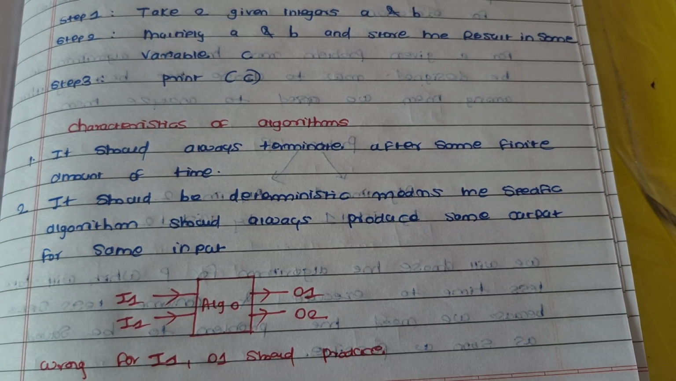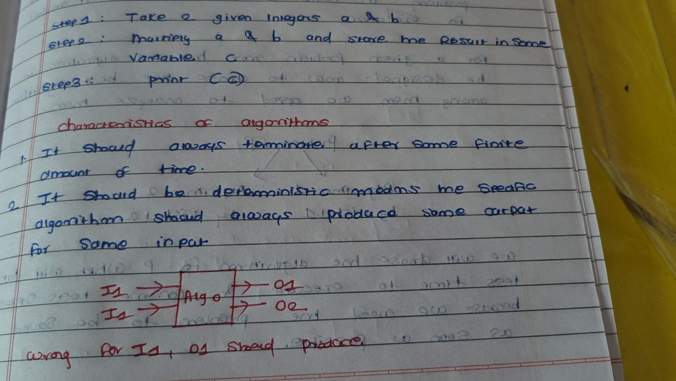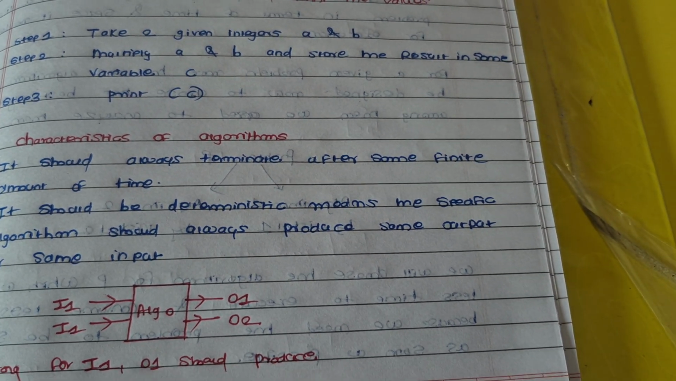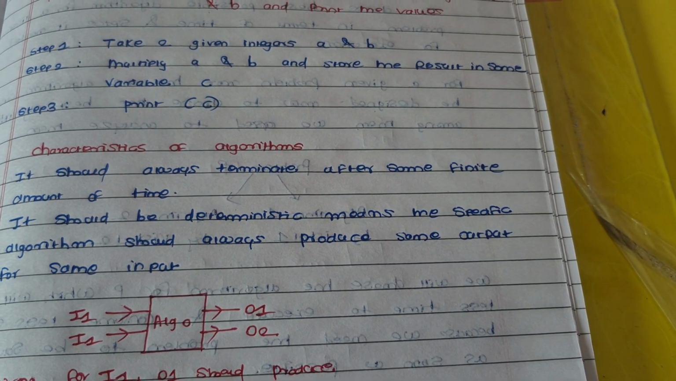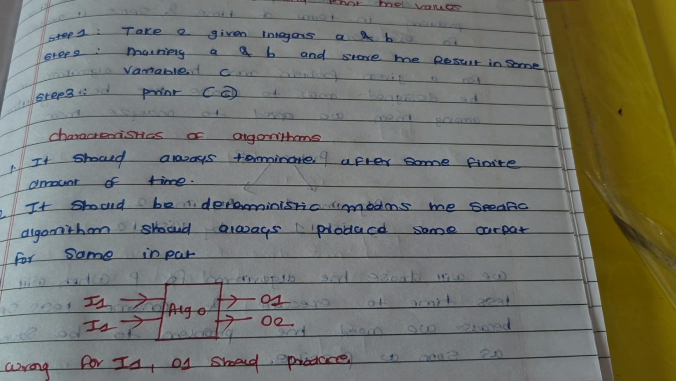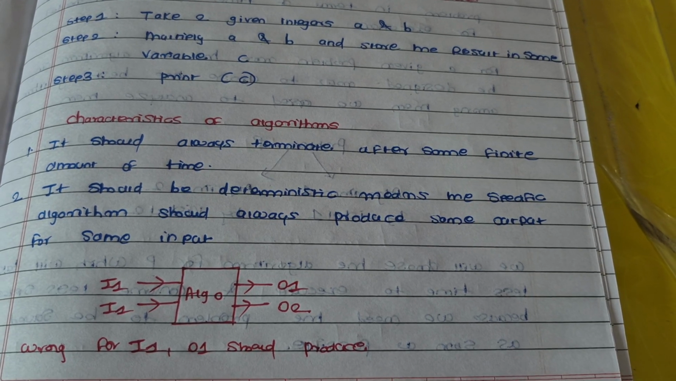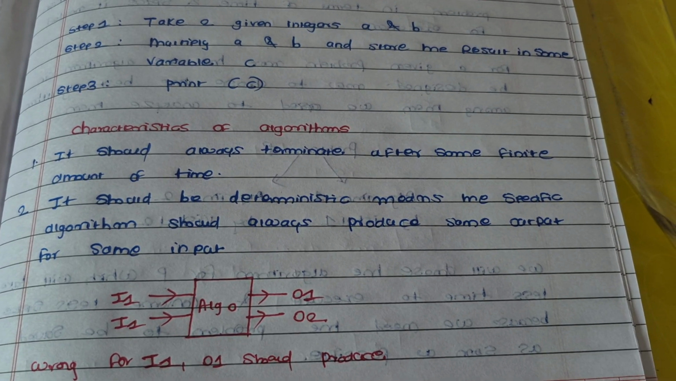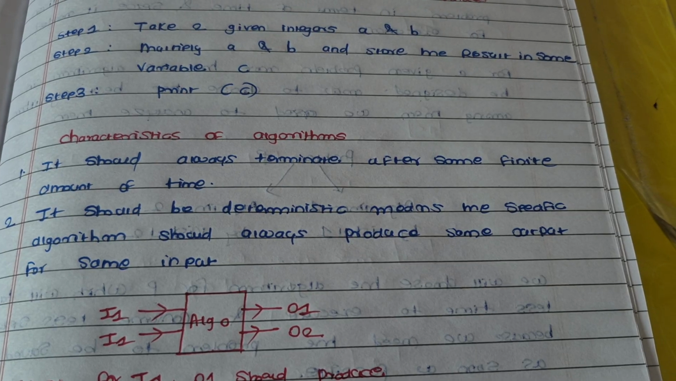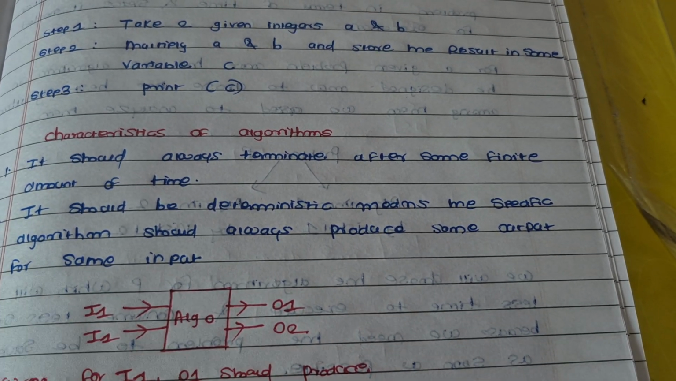Then there are the characteristics of an algorithm. It should always terminate after some finite amount of time. It should be deterministic, meaning a specific algorithm should always produce the same output for the same input. The diagram I have drawn is not correct: if I'm giving I1, it should produce O1 only, not O2. So this is not the correct thing.